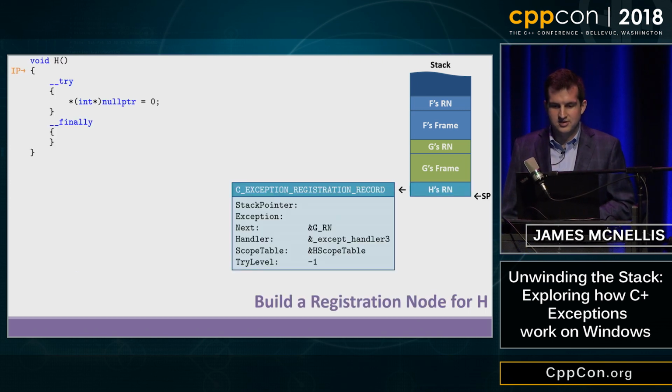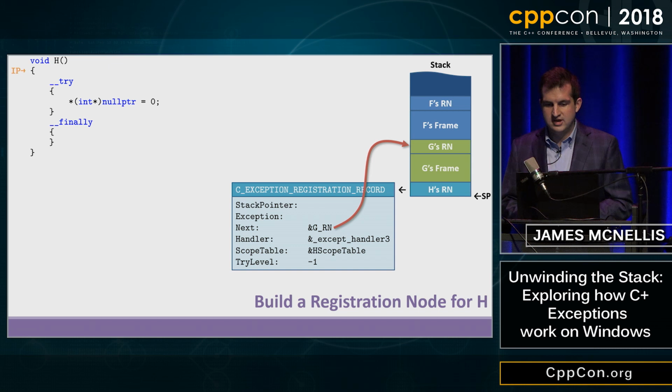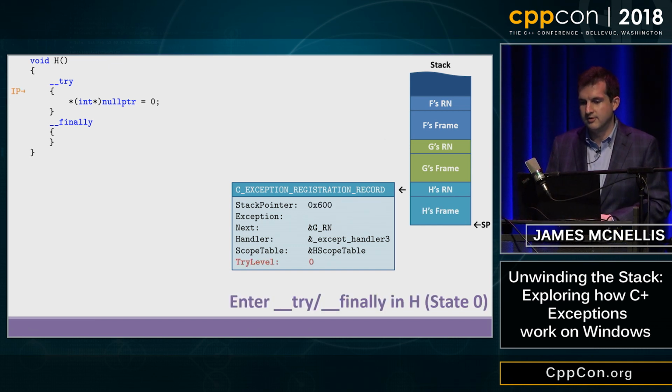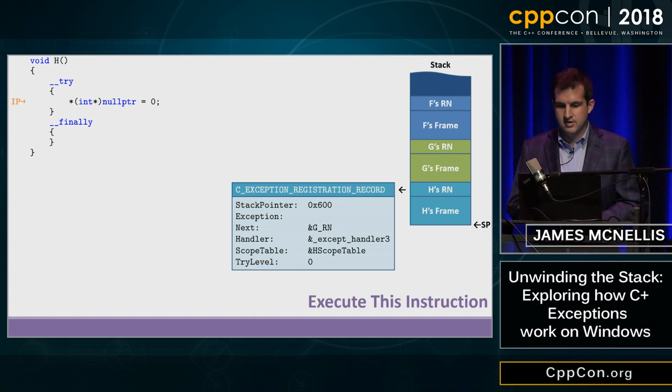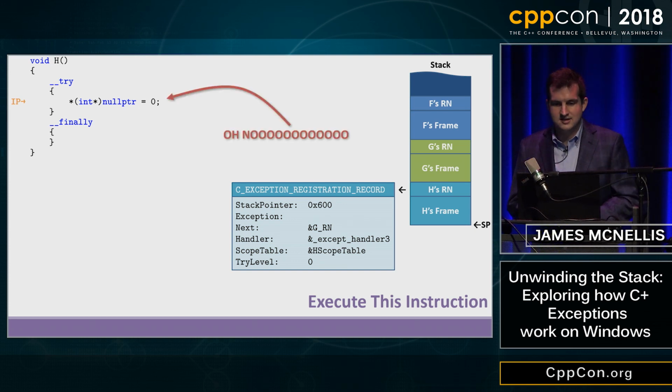So here is H. The first thing we do again is allocate a registration node for the function. The next pointer points to the registration node for G, and we allocate a frame for H, and we store the stack pointer as we did before. We then enter the try block and update the try level to level 0. Then we execute this statement, which attempts to dereference a null pointer. Oh no, we should not do that, definitely not.